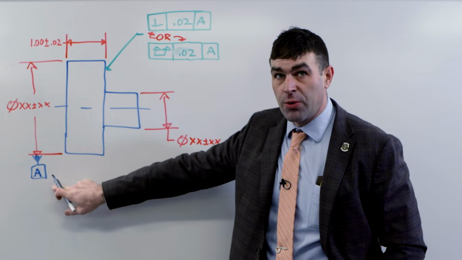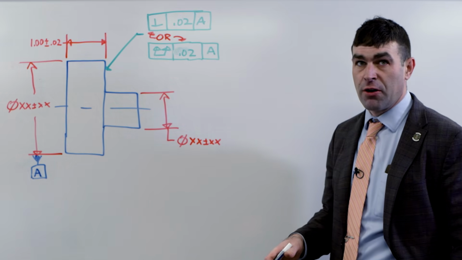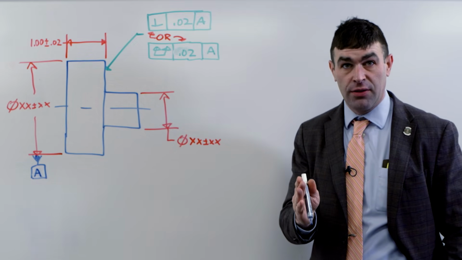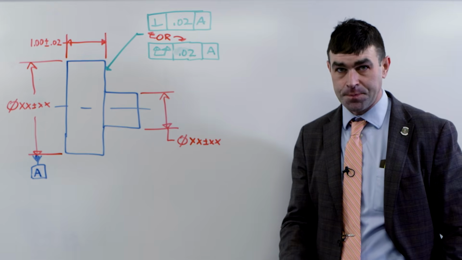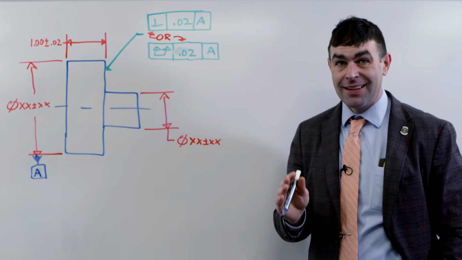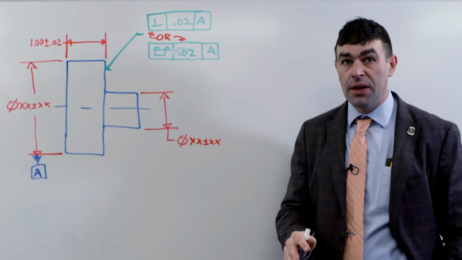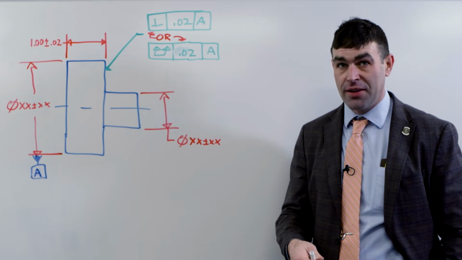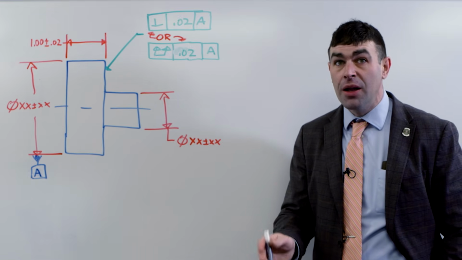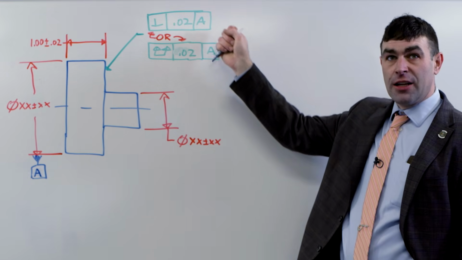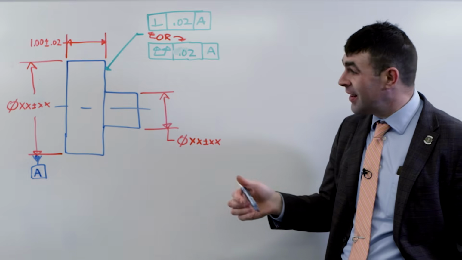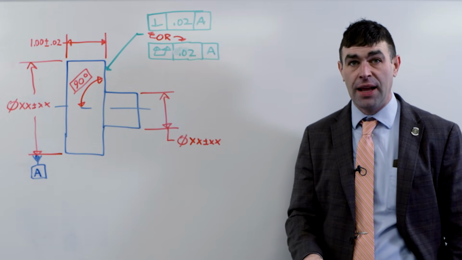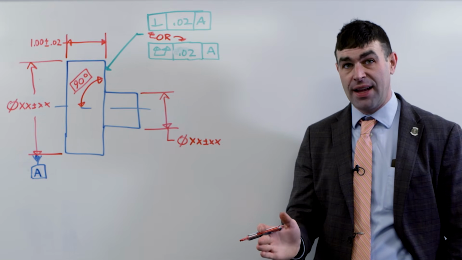Datum A, shown right here, is the axis of this large diameter. The surface we're controlling is 90 degrees to that axis. Now, this is an implied 90-degree angle. If there was no GD&T, it would revert to your title block, plus or minus half a degree or 1 degree or whatever. But since there is GD&T control on it in either of these ways, we get a basic 90-degree angle from the datum axis.